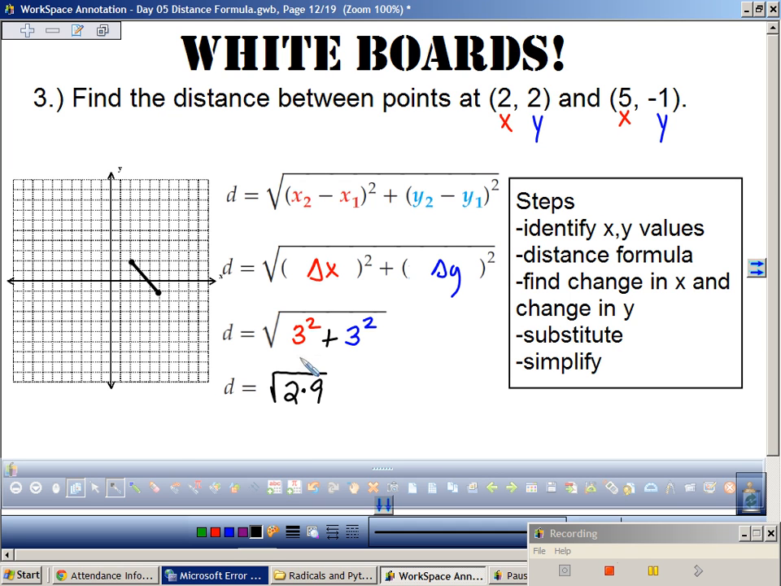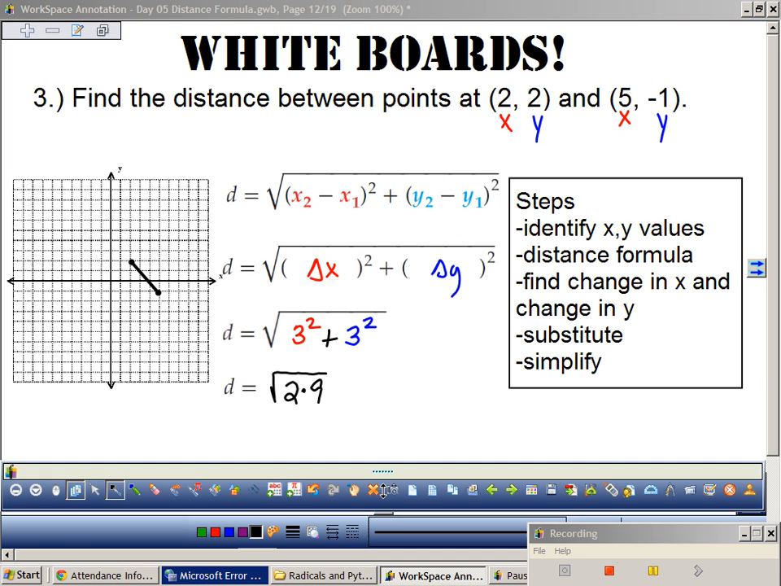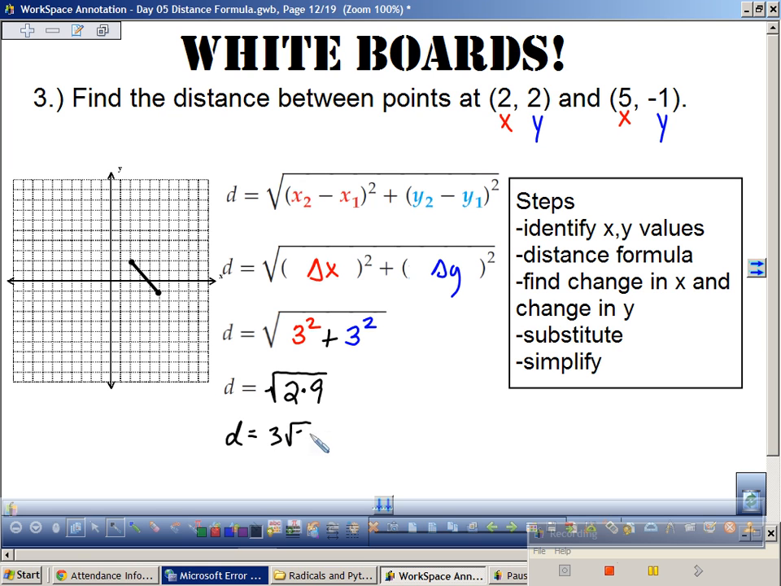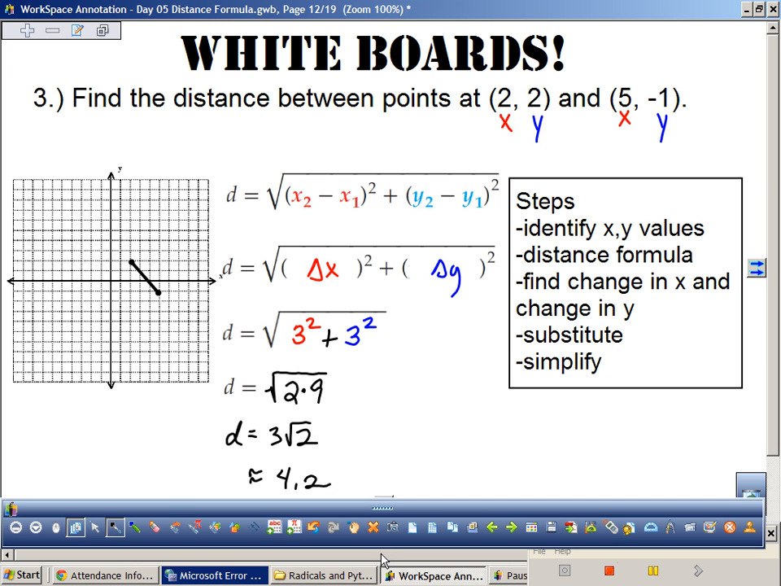Wait, how do you have 3 squared? The blue. Because the difference between 2 and negative 1 is 3. Correct? So what is 2 9s? No. Oh, gotcha. What is 2 9s? Well, how do I simplify that? 3 root 2. And what would I approximate that as? Because 18 is a little over 16. 4.2.